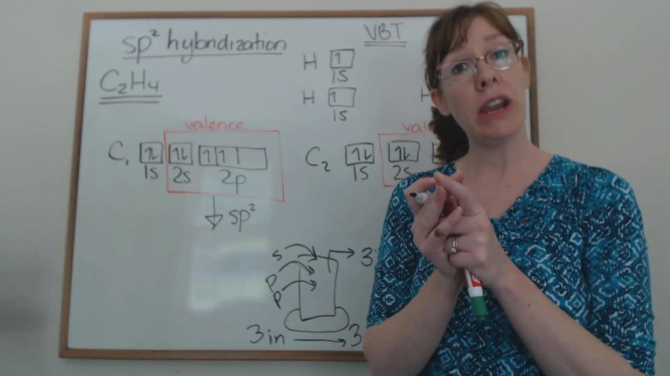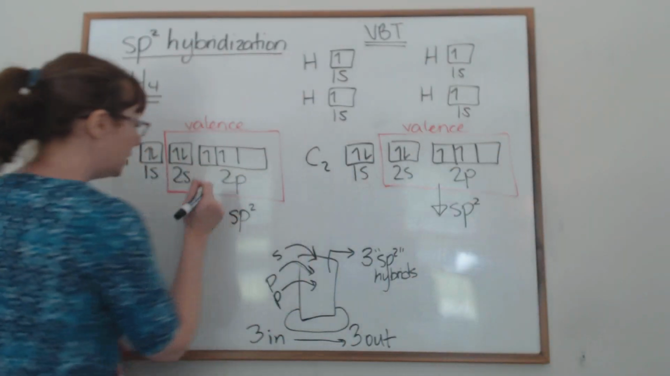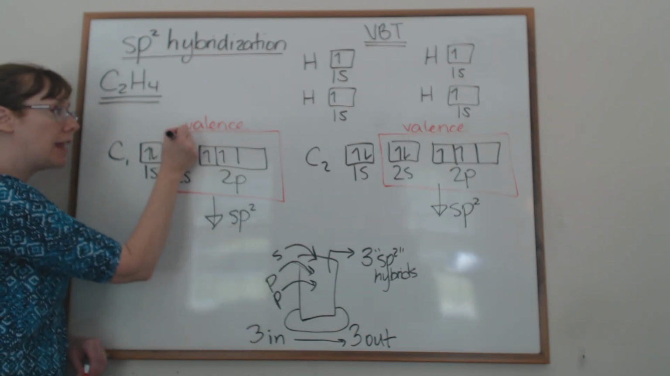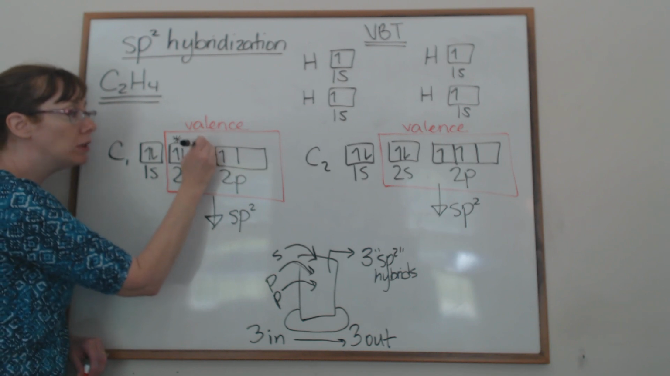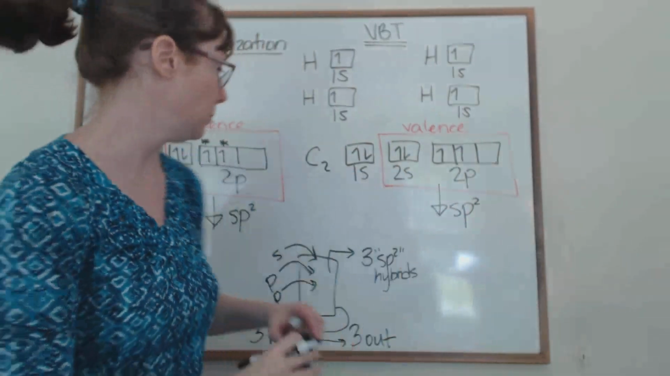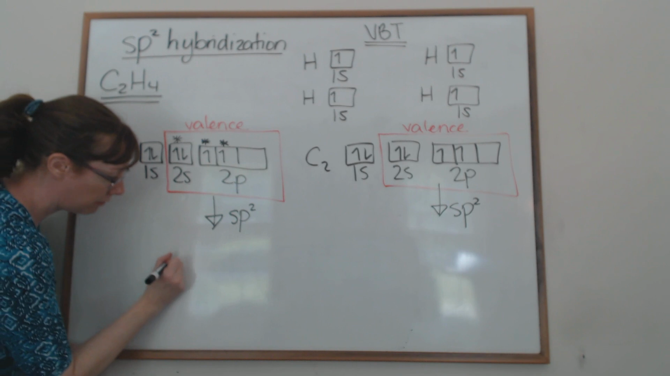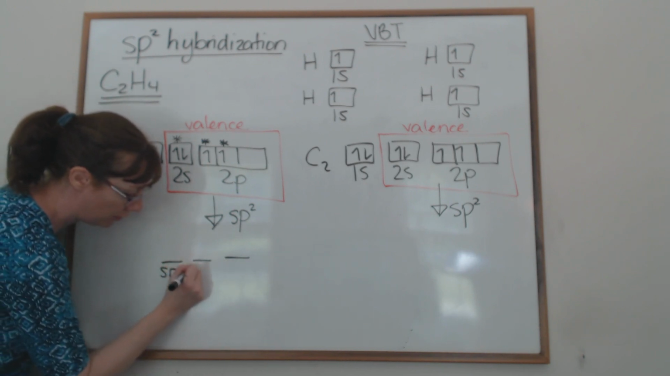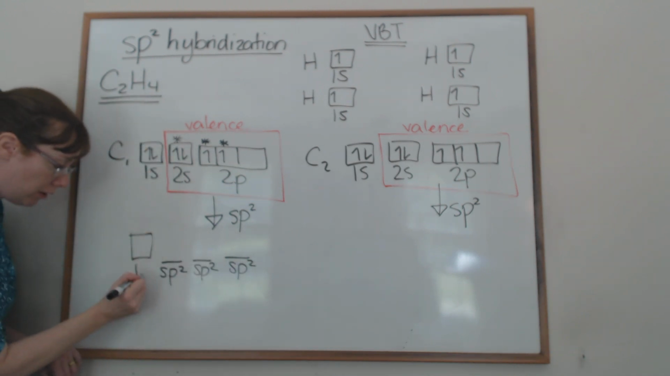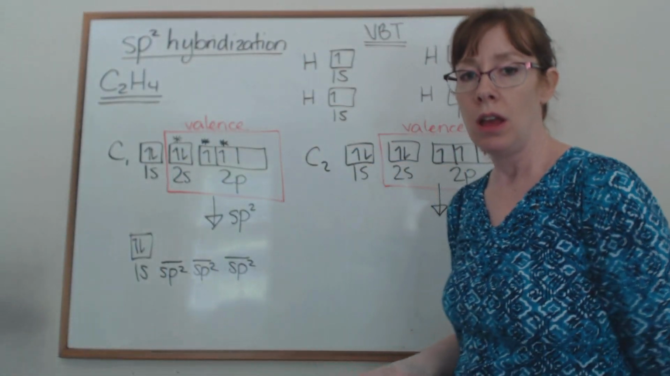They are all degenerate. If you don't remember what degenerate means, look it up in your notes. So coming back to here, which ones did I mix together? I mixed together the s box, and this time only 2 of the p's. 3 went into my blender, so I'm going to get 3 of these sp2 hybrids to come out. Keep your core orbital there, with the 2 electrons.